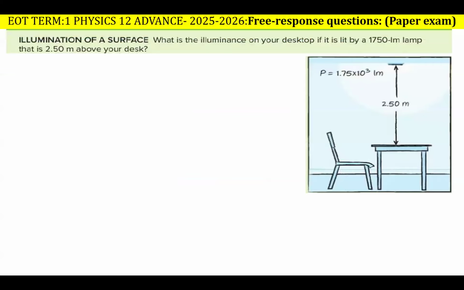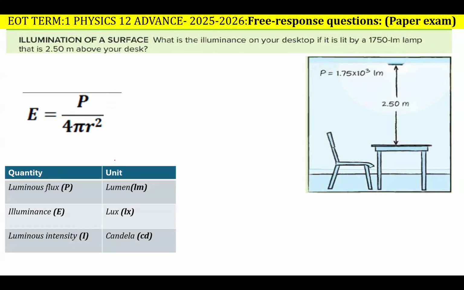Let's take a basic example. Here, what is the illuminance on your desktop if it is lit by a 1750 lumen lamp that is 2.50 meter above the desk? So they are asking for finding the illuminance. So let's take the equation for illuminance first. And what is this quantity? 1750. If you have a doubt, then you can look for this lumen. Since it is lumen, we can understand that it is P.